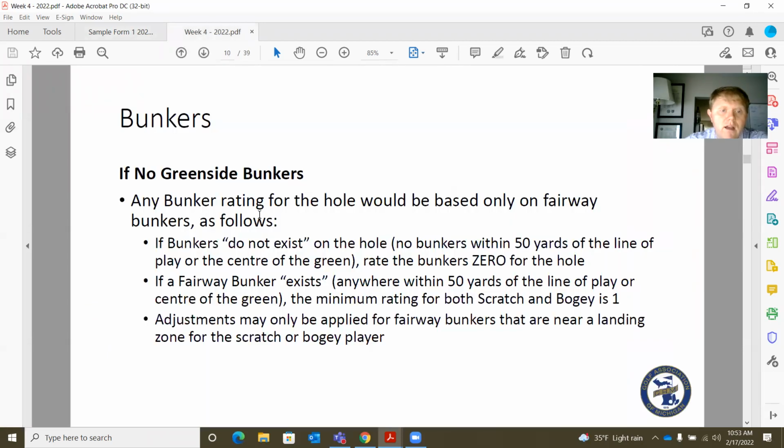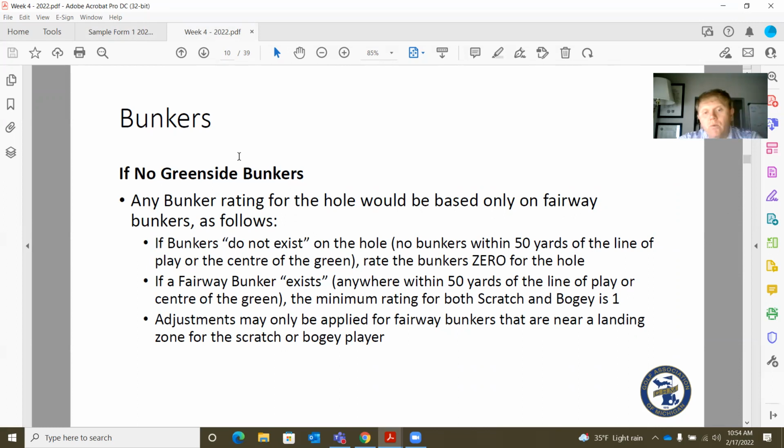So if we do have a hole without greenside bunkers, we're either going to have one of 2 values. I guess there are a few adjustments that we could have, but typically if there are no greenside bunkers and the bunker doesn't exist on the hole, so that means no bunkers within 50 yards of the line of play, then we're going to have a 0 for bunkers for the hole. But again, keep in mind, if there is a fairway bunker on that hole, but there are no greenside bunkers, then the minimum rating is going to be a 1 for both the scratch and the bogey, even if it's not in or near our landing zones.